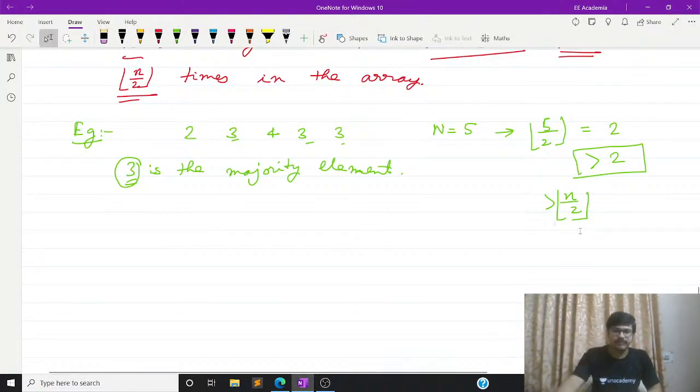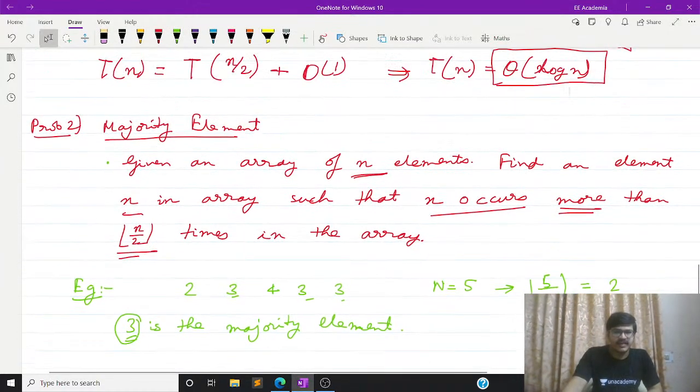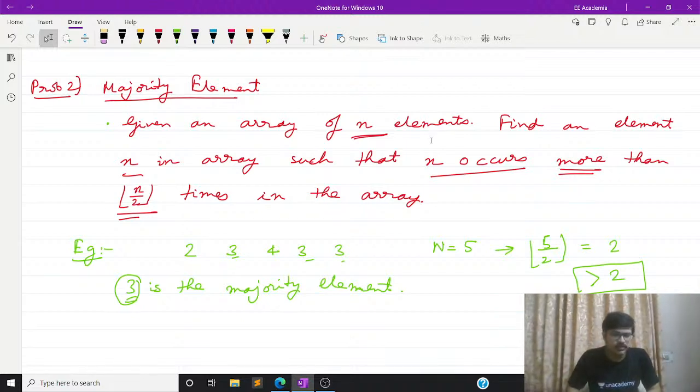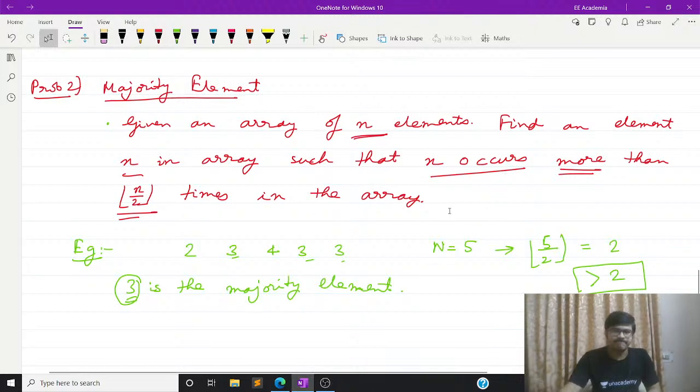But that will take extra space. We don't want to give any extra space for this. We want to solve this in O(1) space, that is, constant. So any idea how we can solve this problem, guys? I just want to know what you are thinking. How can we solve this?